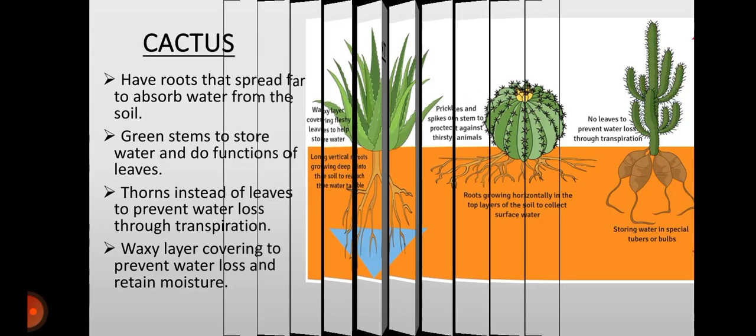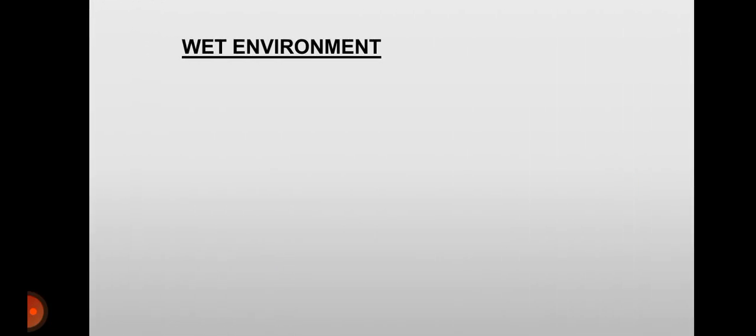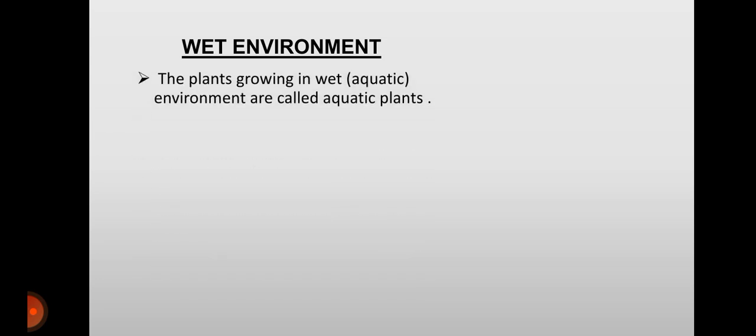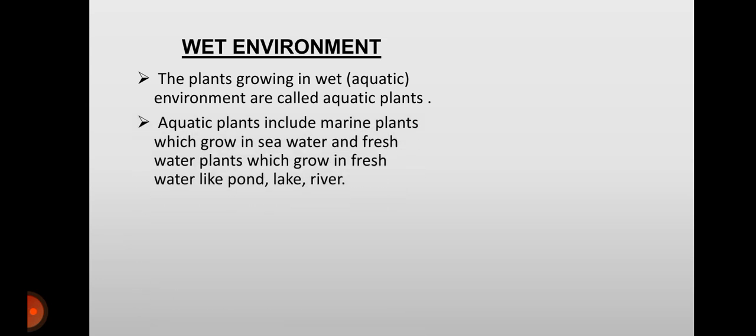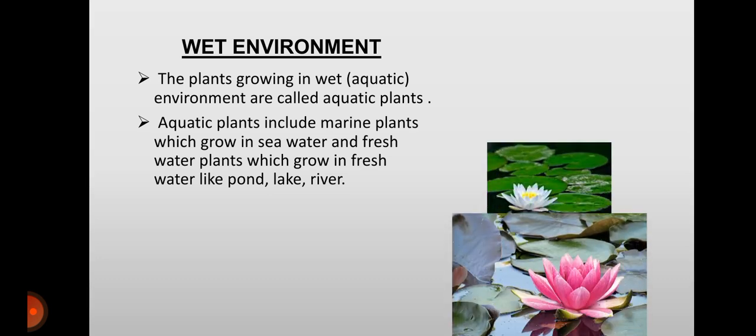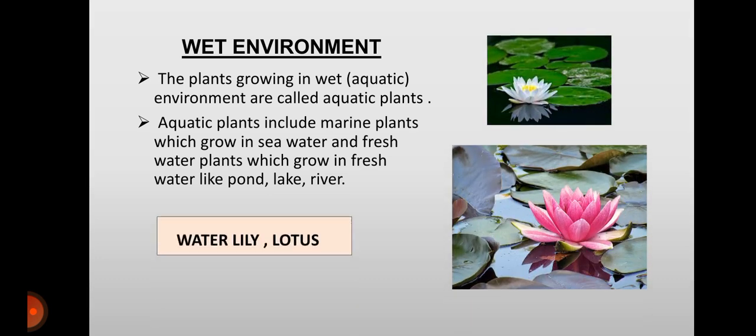So let's move on with the wet environment. The plants growing in the wet or aquatic environment are called aquatic plants. These plants include marine plants which grow in seawater and freshwater plants which grow in freshwater like pond, lake, river. The most common examples which we think of when asked about aquatic plants are lotus and water lily.